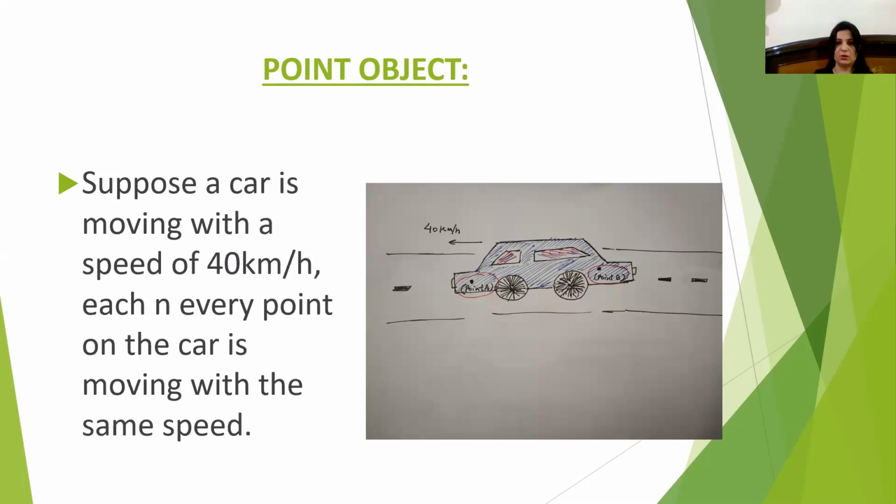And when a car moves on the road, suppose here we have taken a car which is moving with a speed of 40 kilometers per hour on the road. I had chosen here point A and point B. You can see in the picture point A and point B. So when the car is moving with a speed of 40 kilometers per hour, each and every point on the car is moving with the same speed of 40 kilometers per hour. So point A and point B both are moving with the speed of 40 kilometers per hour. So the car as a whole can be taken as a point object.